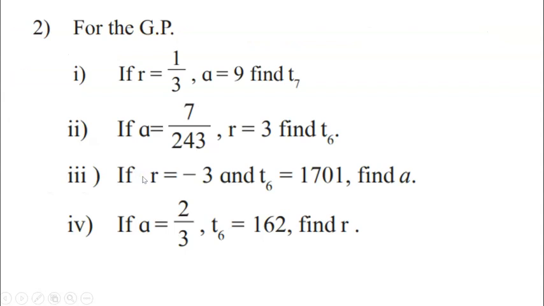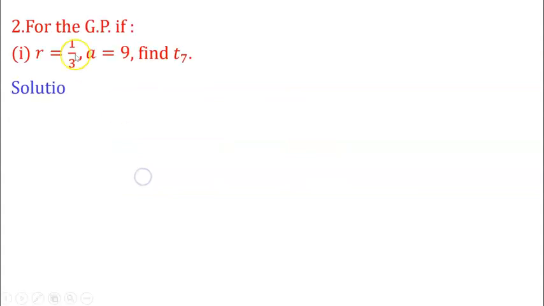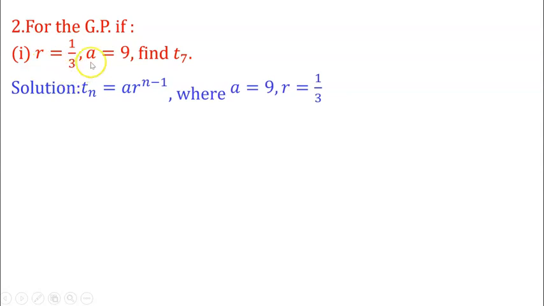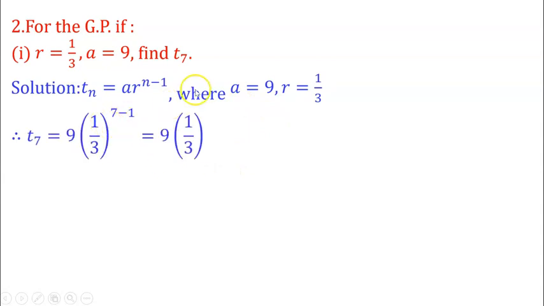Question number 2 for GP. See this here. If R is equal to 1 by 3, A is equal to 9, then find T7. We have the formula Tn is equal to A into R to the power n minus 1. Here A is equal to 9, R is equal to 1 by 3. Now substitute the value. Then you will get here T7 is equal to 9 into 1 by 3 bracket to the power 7 minus 1.